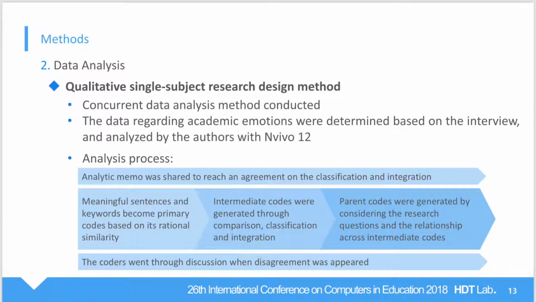Based on the concurrent data analysis method, 2 researchers matched the facial expressions and emotions based on the collected data. The detail of the analysis process is shown in the figure.